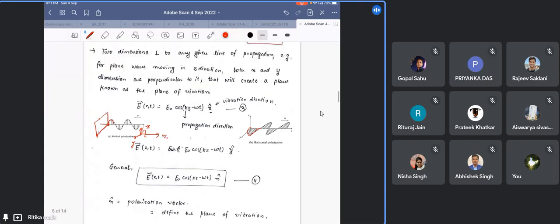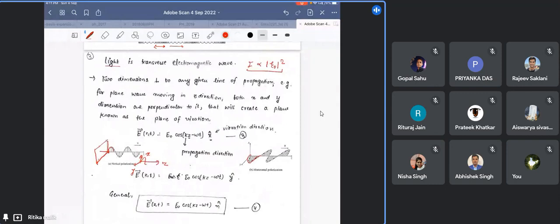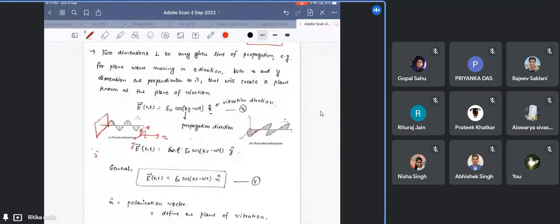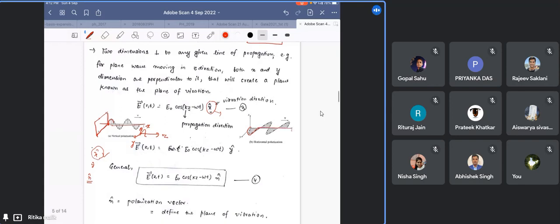So the perpendicular directions will have different forms, different direction points. Generally, instead of saying that we are moving in the X cap direction or Y cap direction, we say it is moving in the N cap direction, and that N cap could be any point in the plane which is perpendicular to this propagating direction. And this S cap is known as the vibration direction or the polarization direction of our wave. The plane created by the propagation direction Z and the vibration direction Y is known as the vibration plane. This is also known as the polarization plane.